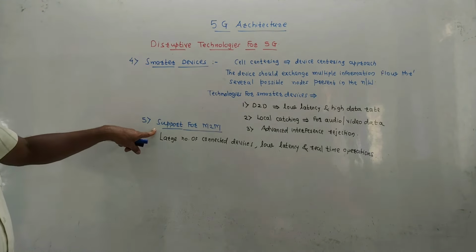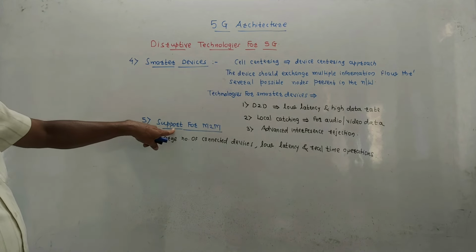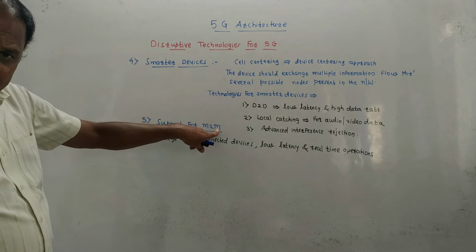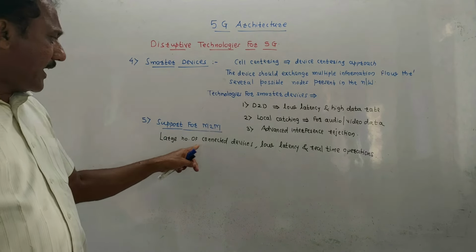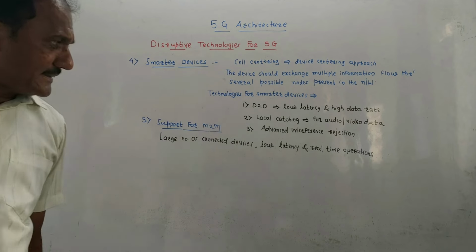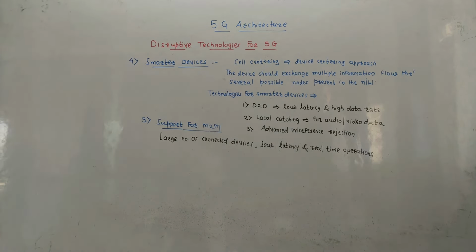The fifth disruptive technology is support for M2M, that is machine to machine communication. It is required especially for a large number of connected devices, low latency and real time operations.